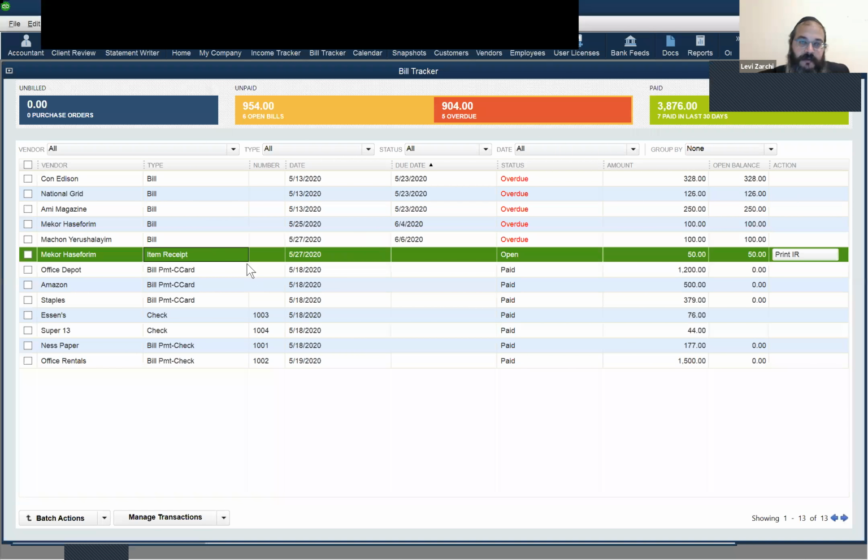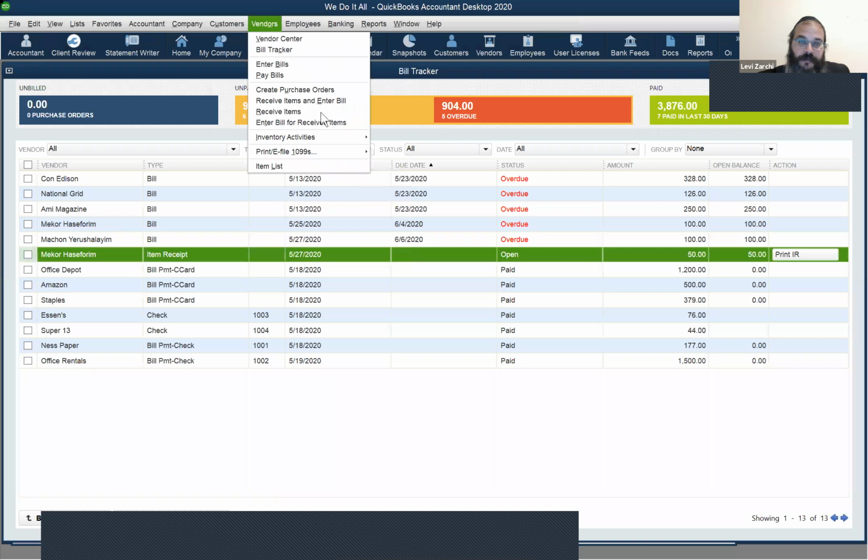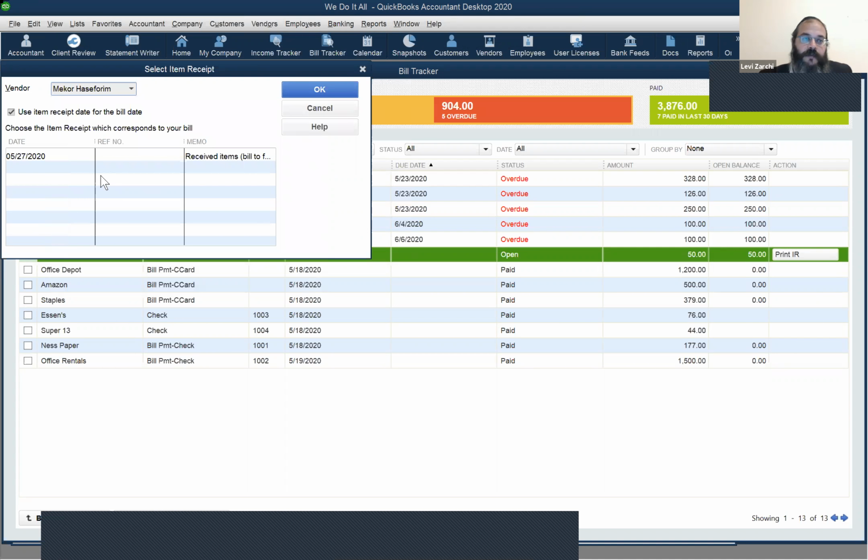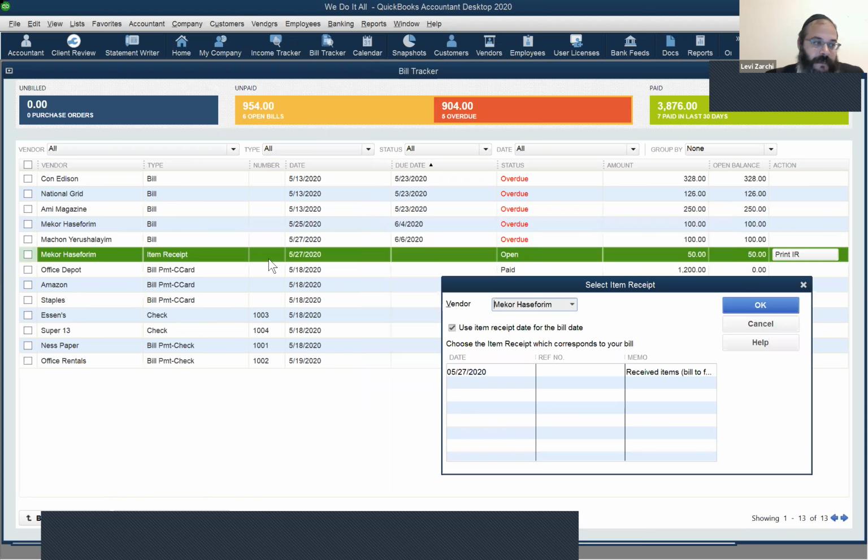And when we enter a bill, that would be using, okay, if we go to Vendor, Enter Bill for Received Items, probably that's what we do for Mekor Sefarim. We'll enter a bill for that $50. Go to vendor Mekor Sefarim, and there you go. Received items. We never did it. Once we enter the bill, and the bill we know will be $50 because that's the cost of goods, right? Once we enter the bill, then it's going to change from item receipt to a bill, which you will have to pay. Okay, so this is the review of the first part of the case.